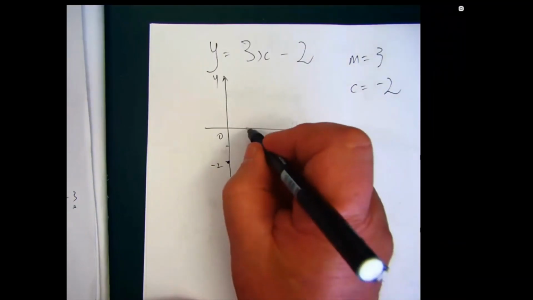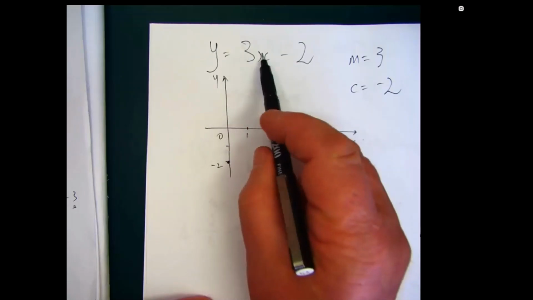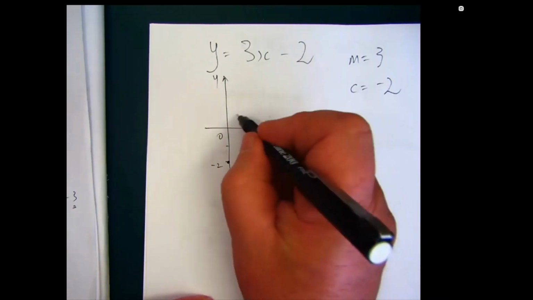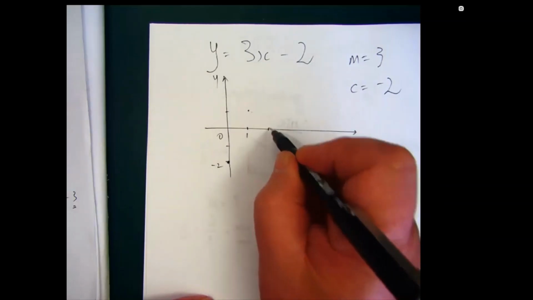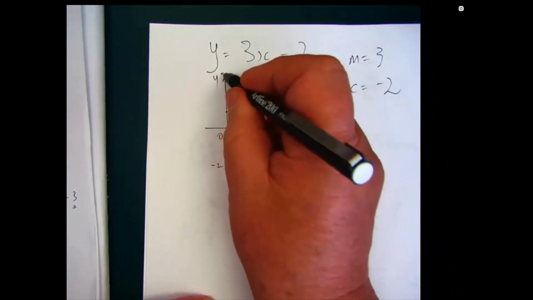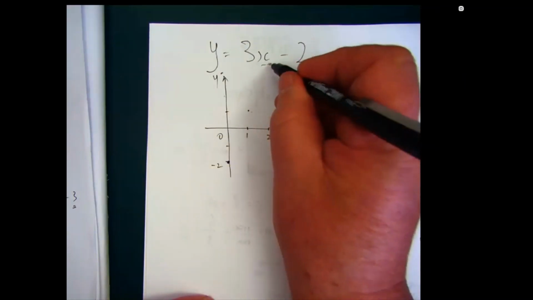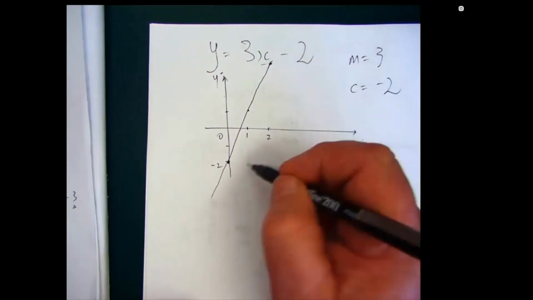So when x is 1, if I go up to 1 there and put it in here, 3 1s are 3, minus 2, this is 1. So it would be up to that point there. If I go to 2, 2 3s are 6, minus 2, this goes up to 4. We're up here somewhere. So you can see it's quite steep. It's going to go down something like this, rather steep.